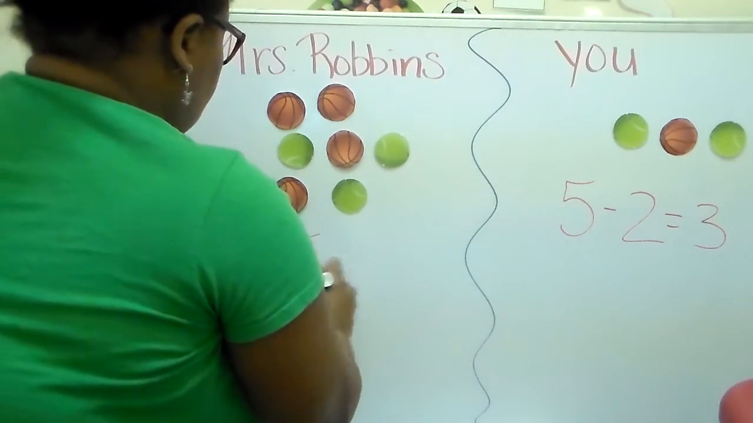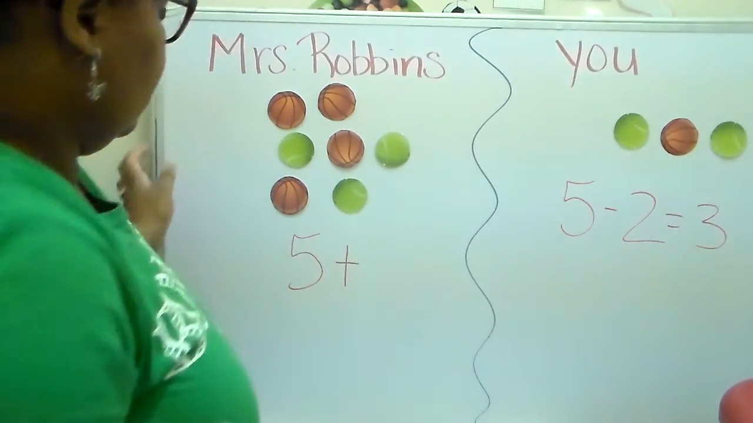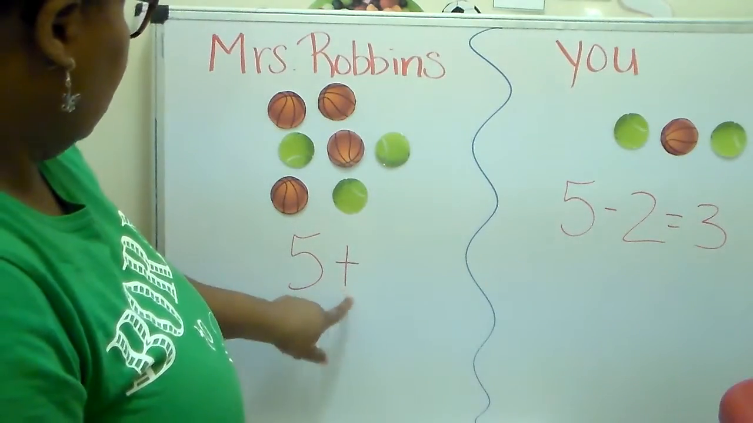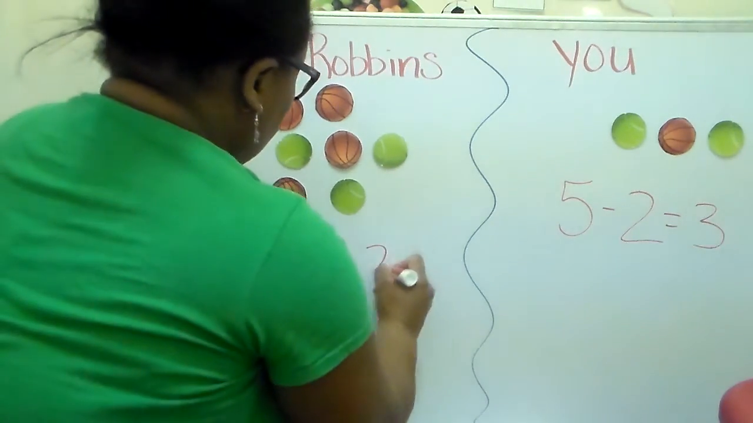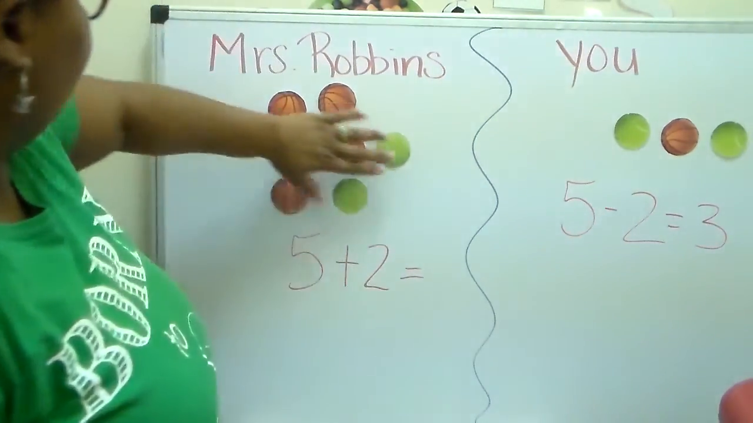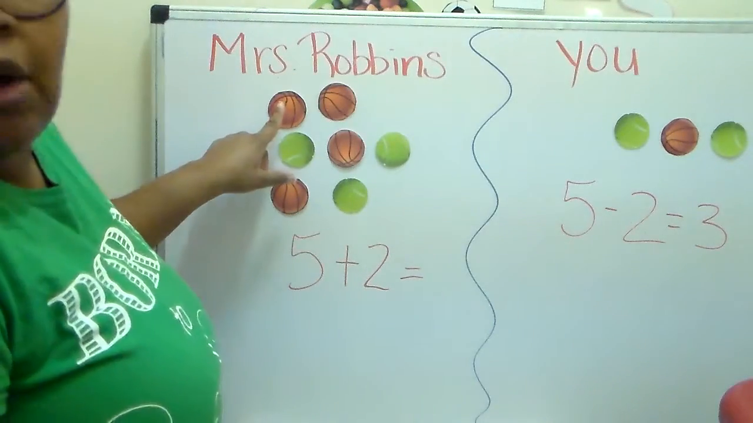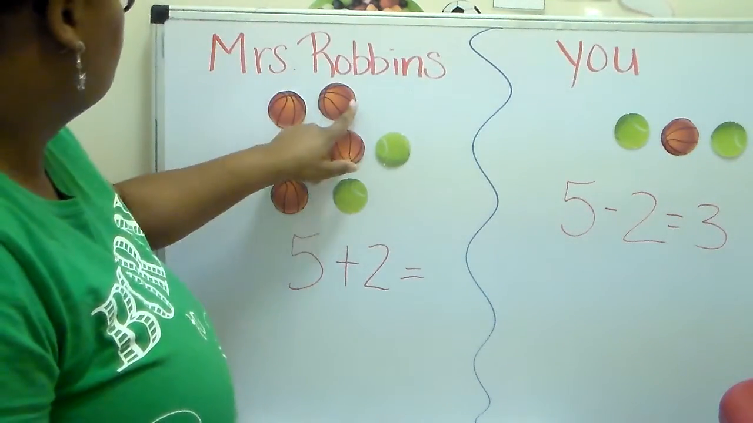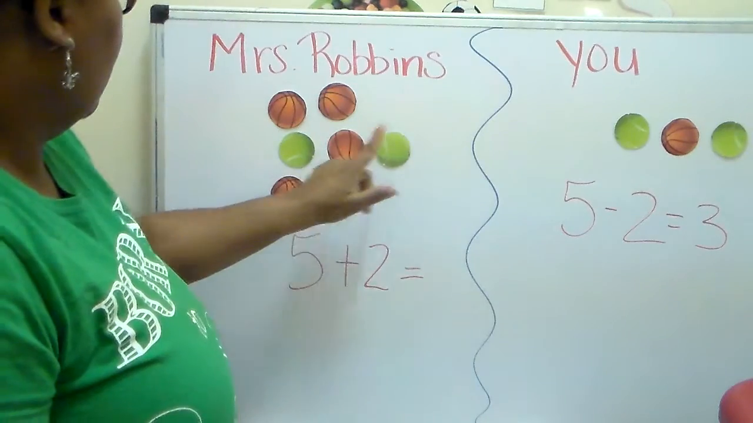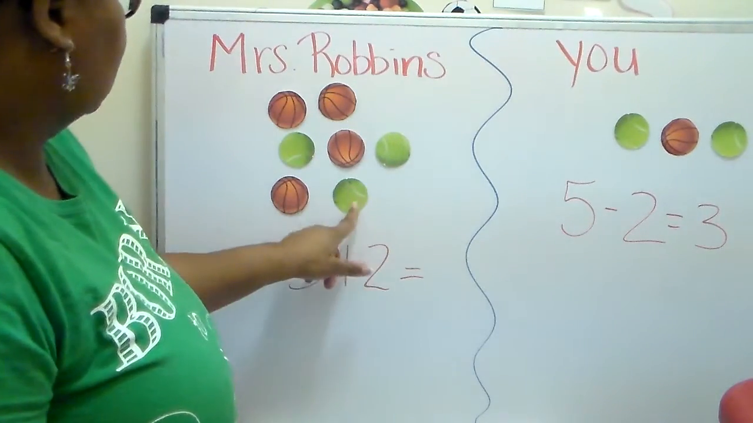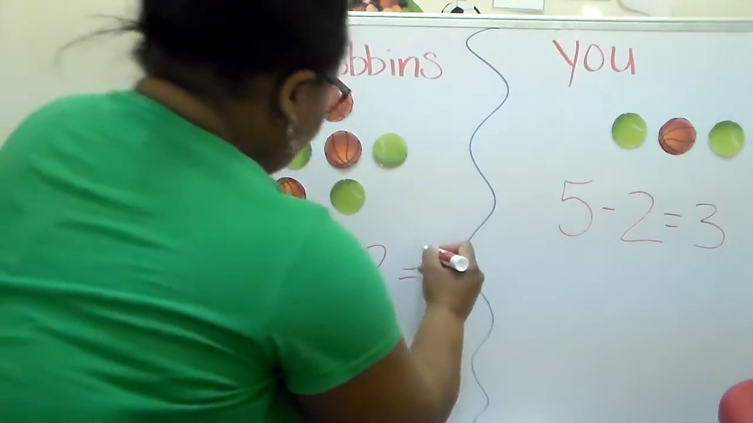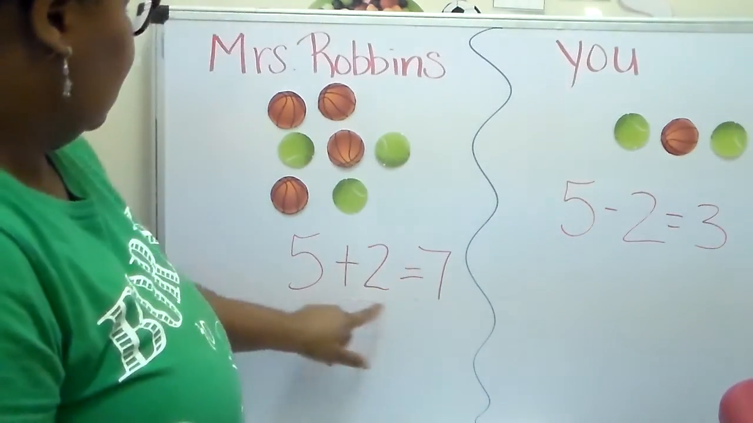So I'm gonna do this. 5 plus 2, because I started with 5 and I gained 2 more. So let's count how many I have now. 1, 2, 3, 4, 5, 6, 7. 5 plus 2 is 7.